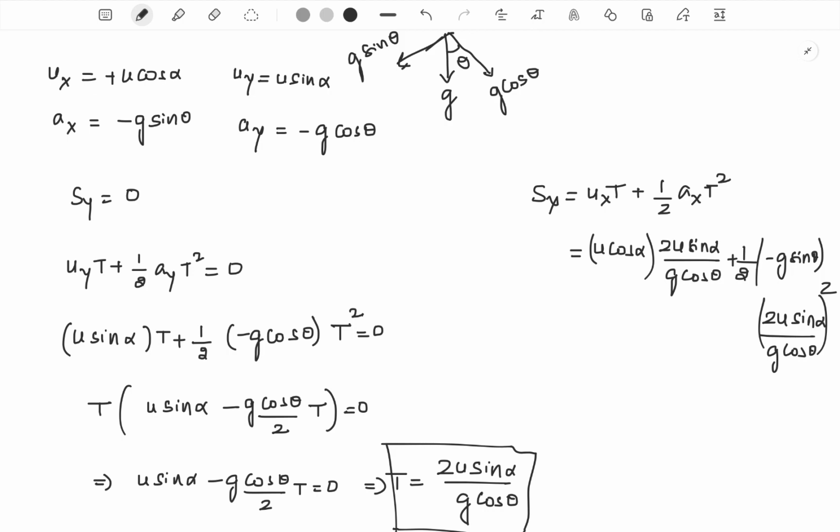That's it for the video. In the next video we'll discuss briefly circular motion and relative velocity. Once we discuss that, I will discuss a few problems related to this chapter.